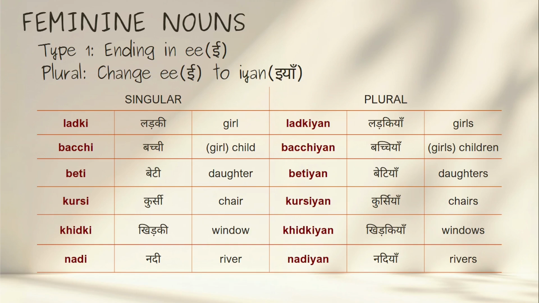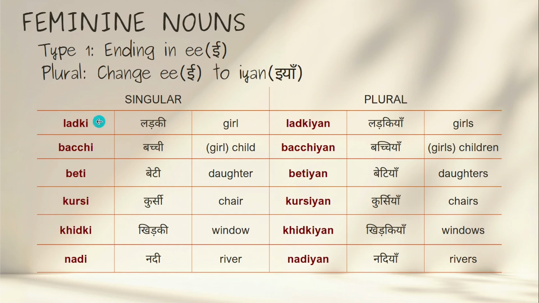Feminine words are of three types. The first one, the words that end in E. Second, the words that don't end in E. Third is an exceptional case, where the words end in ya. So let's start with the first part. First is the words that end in E.